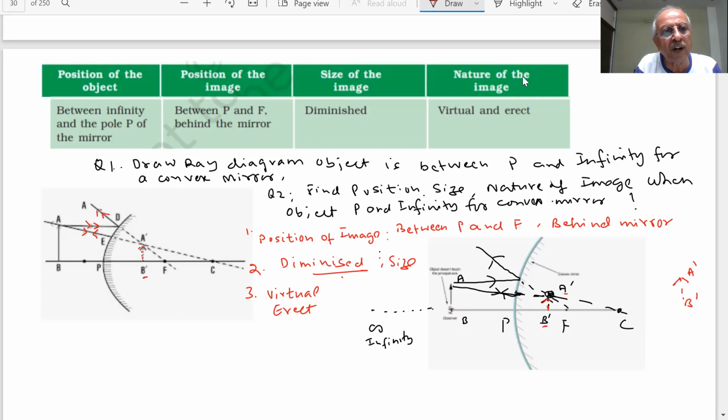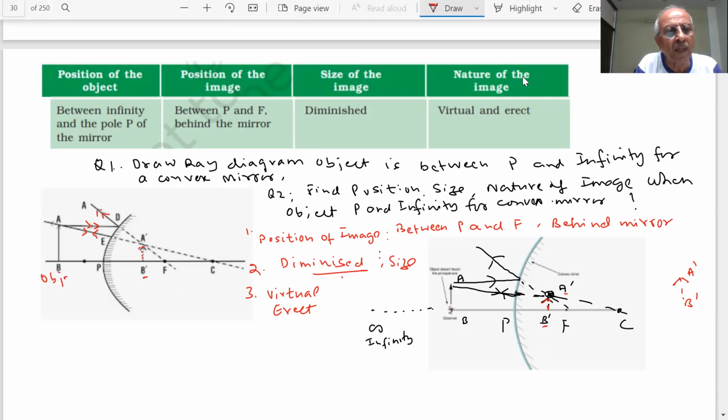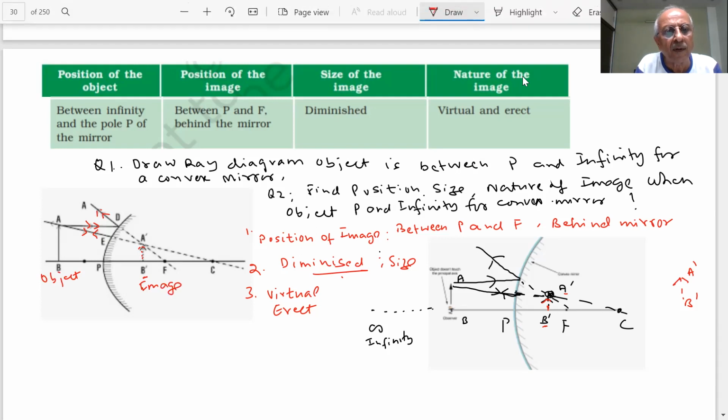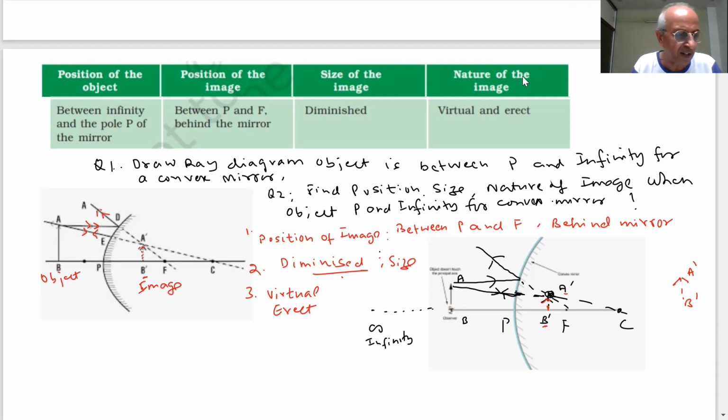This is our image, student. Object, image. Note down. So far for the convex mirror, things are becoming very simple, as you can see. Only two positions we have shown for the object in the formation of image by a convex mirror, only two. In the concave mirror, I showed you 6 cases. You are always getting a virtual and erect image.